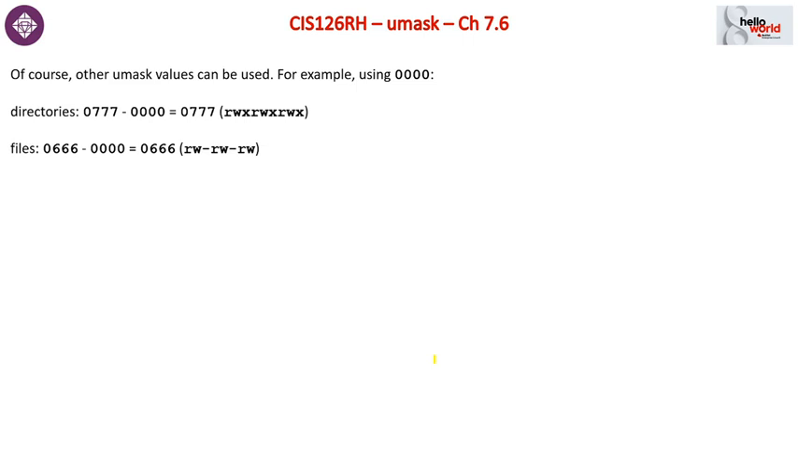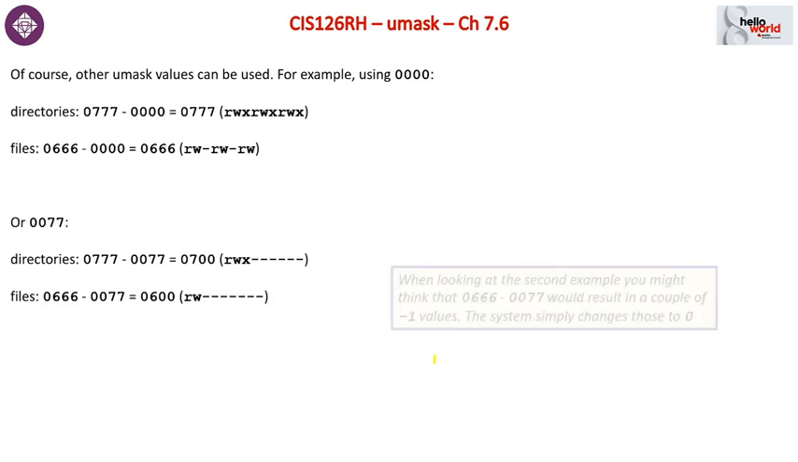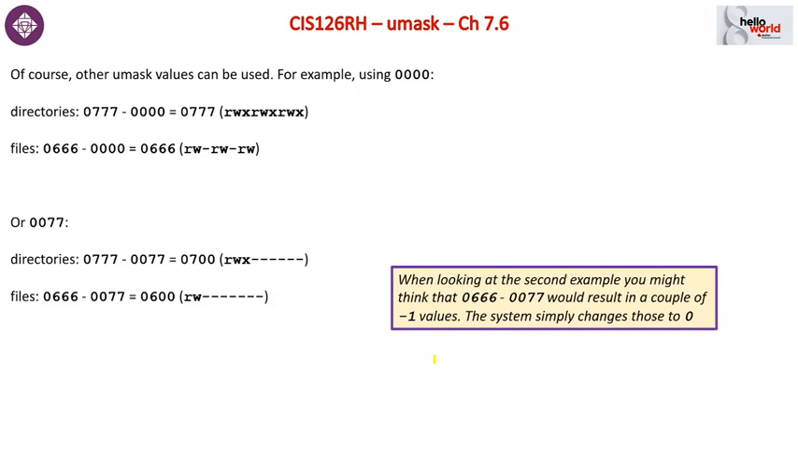So in this particular scenario, if I choose a umask value of all zeros, then we're just going to create files and directories based solely on the kernel values. Here we changed it to 0077, and you can see that 0777 minus 0077 gives us 0700, and so we basically remove all permissions from the group and for others. You might be looking at the second example down here and saying, well, I'm going to subtract 7 from 6, and that would give me -1. The system just changes that to 0.